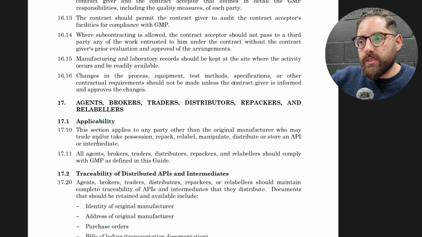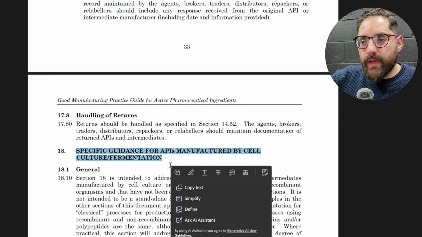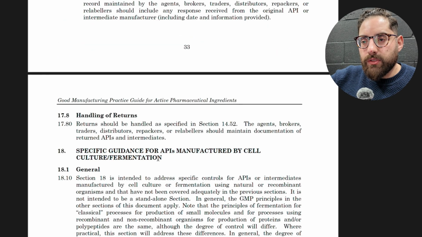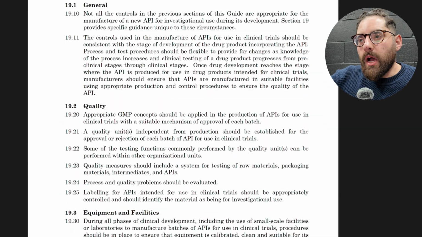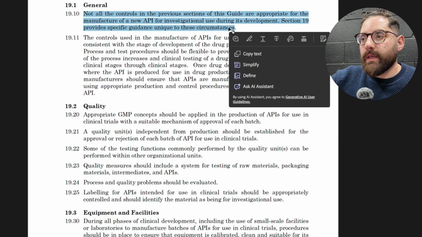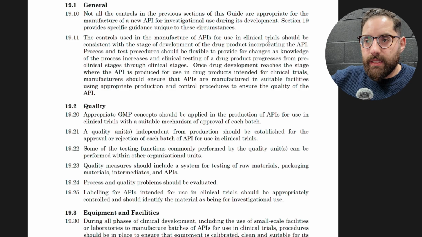Agents, brokers, traders, distributors, repackers, relabelers are also captured in this guideline. It speaks to biotech manufacturing, like APIs manufactured by cell culture fermentation. The last important section was API for clinical trials. Not all controls outlined in the 18 sections previous are appropriate for manufacture of new API for investigational use. Section 19 provides some of the thinking around which elements are required.